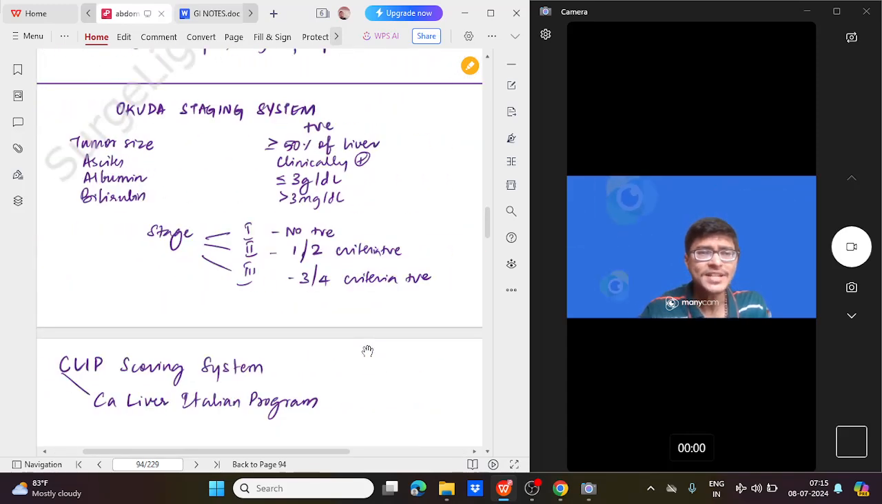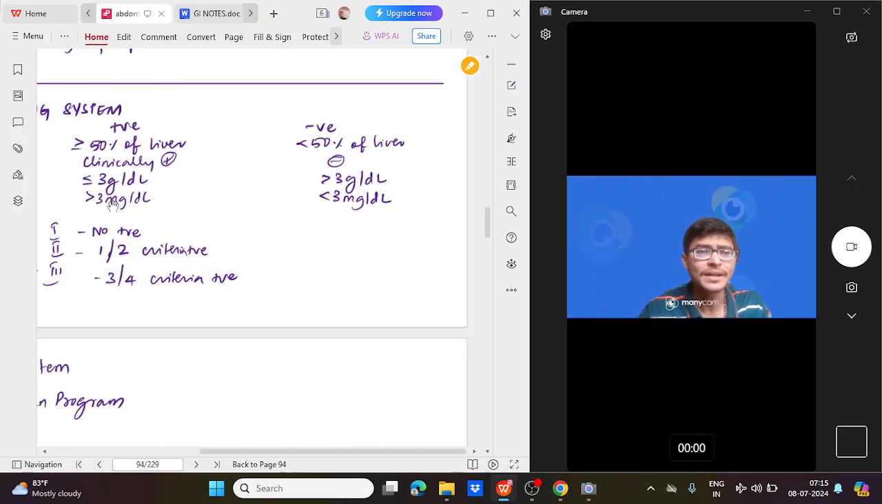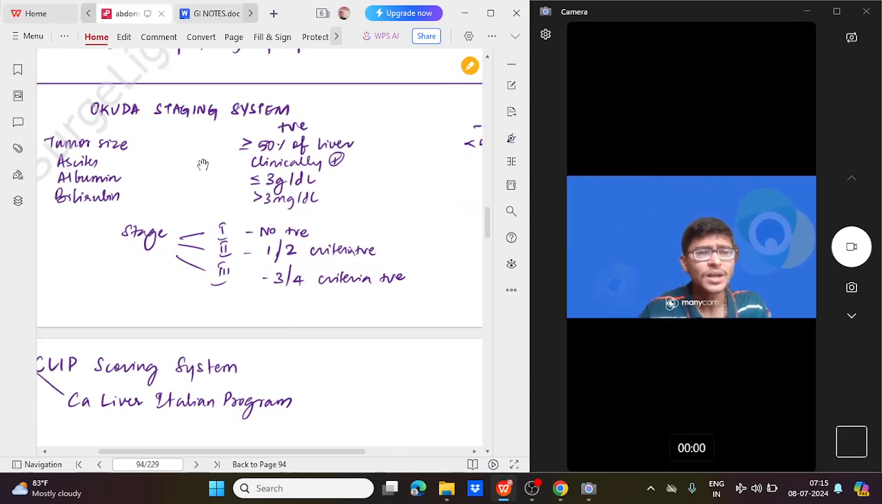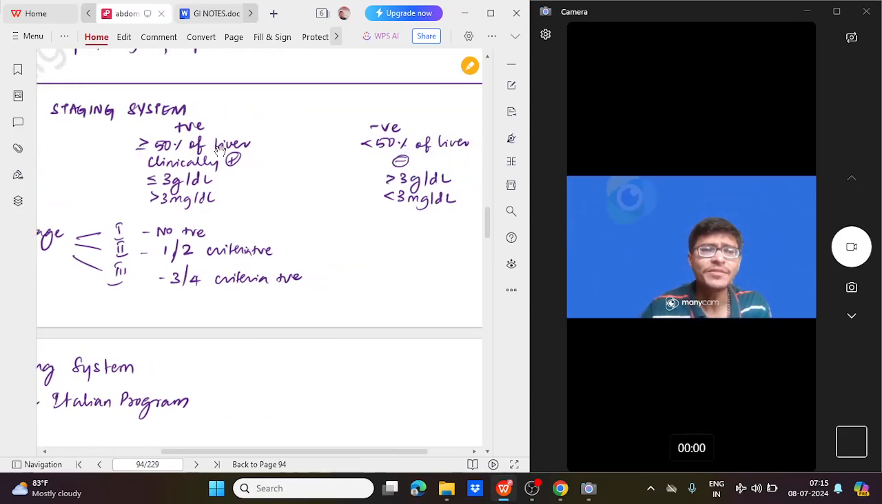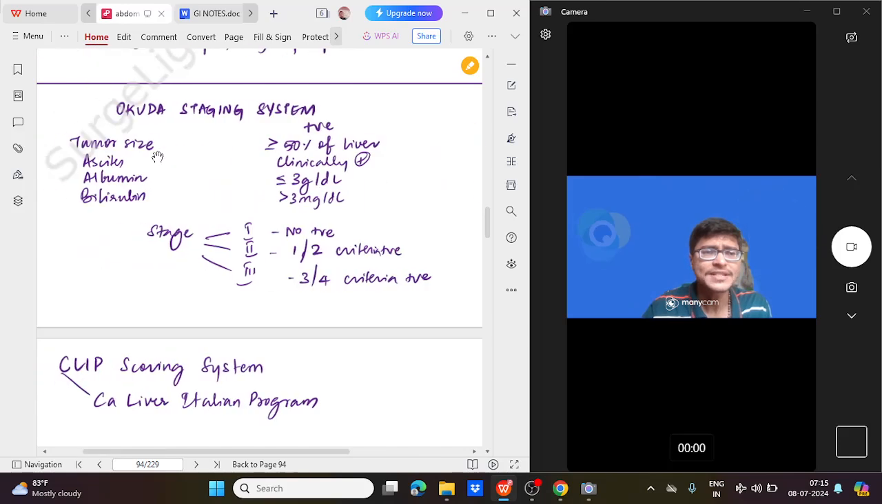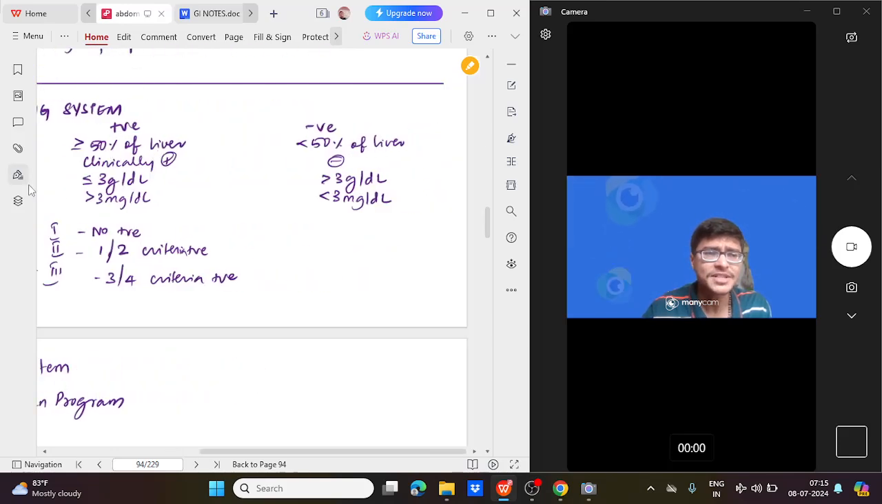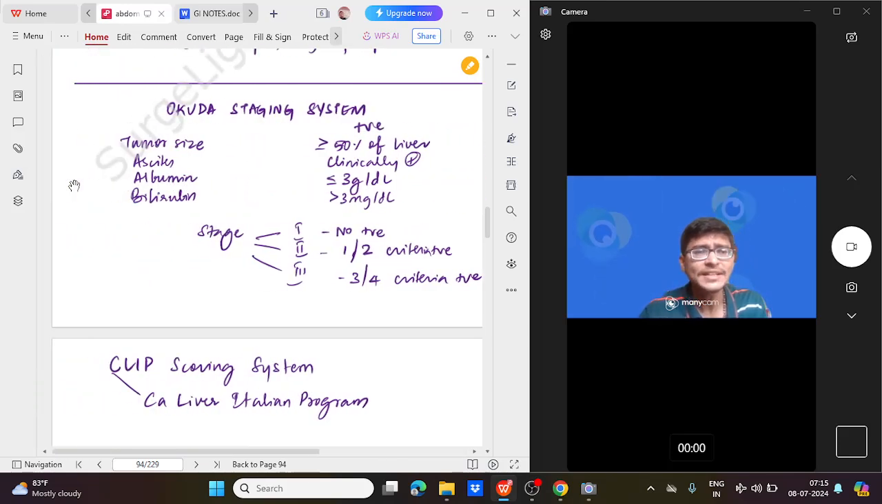Then we see the Okuda staging system, where we have TAAB: tumor size, ascites, albumin, bilirubin. If the tumor involves more than 50% of the liver, it is positive. If there is clinical ascites, then it is positive. Albumin less than 3 gram per deciliter is positive, and bilirubin more than 3 milligram per deciliter is positive.